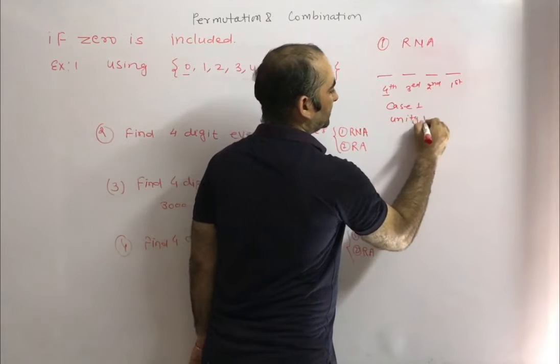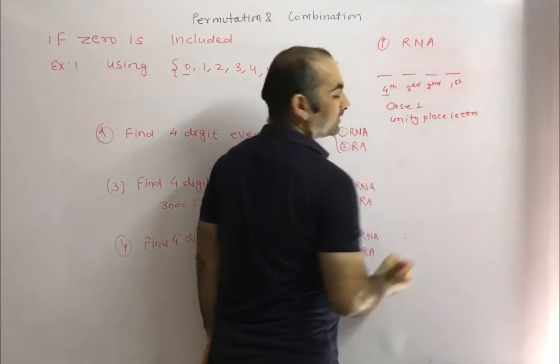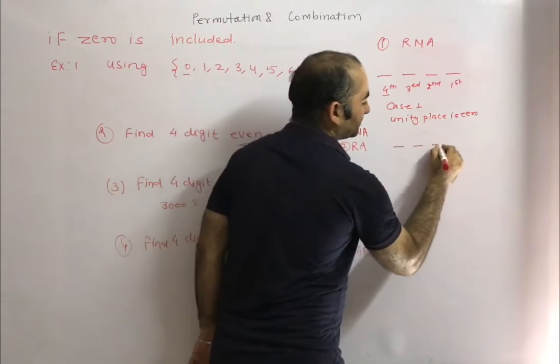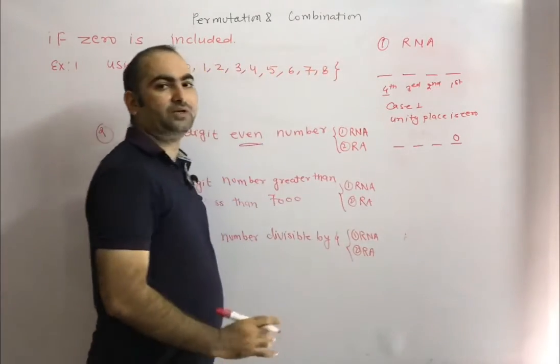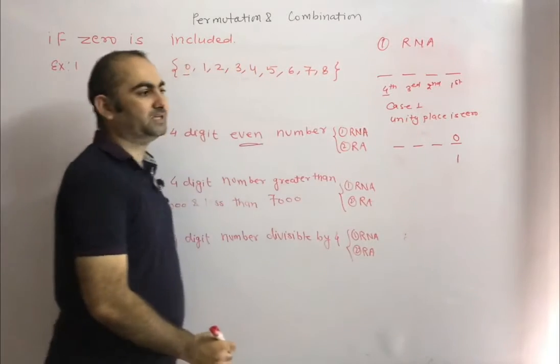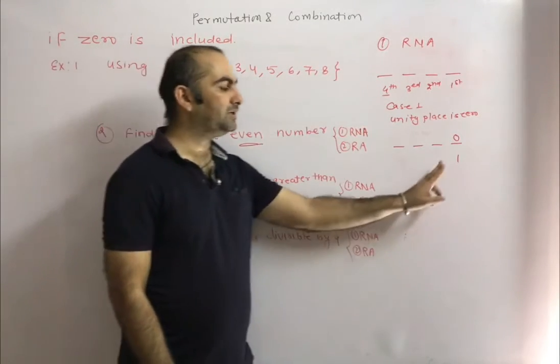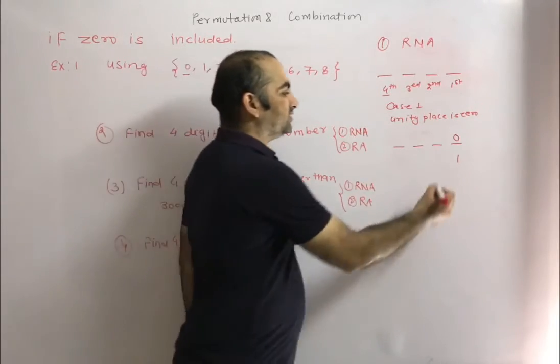Unity place is 0. That means out of 4 places, at unity place we are putting 0. So for filling unity place, how many ways are there? Only one way. We want a 4-digit number, that means you have to fill all the 3 places. The remaining 3 places also you have to fill, correct? That means your task is not over.